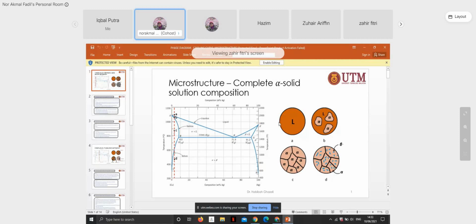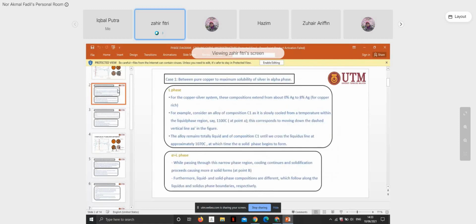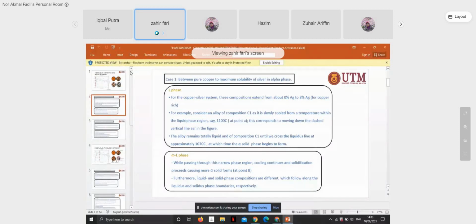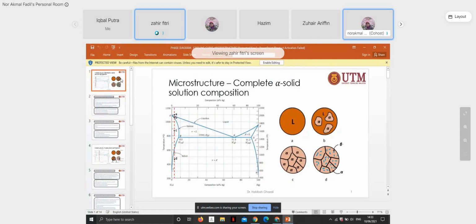Maksud doktor tu dekat kita punya phase diagram macam yang saya share ni, selain daripada kita terangkan dekat alpha ada apa, beta ada apa, kita juga perlu terangkan sama ada dia sesuai atau tidak untuk precipitate punya hardening. Boleh juga, tapi tak semestinya lah. Saya tak letak compulsory. I mean that for the method of improvement tu, you have to be very clear whether the existing copper silver really can be enhanced in its properties through precipitation hardening.